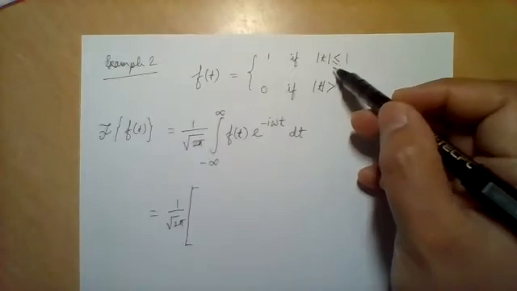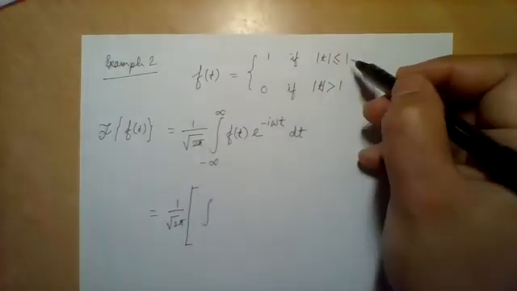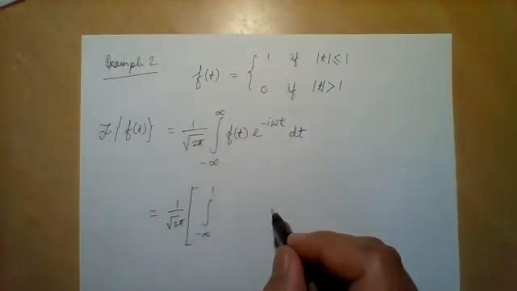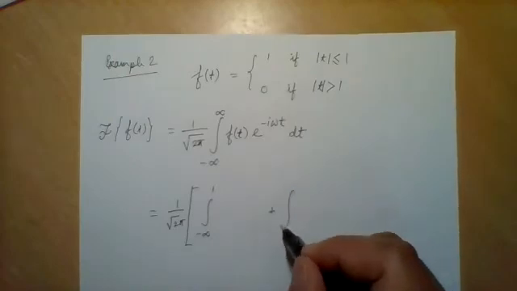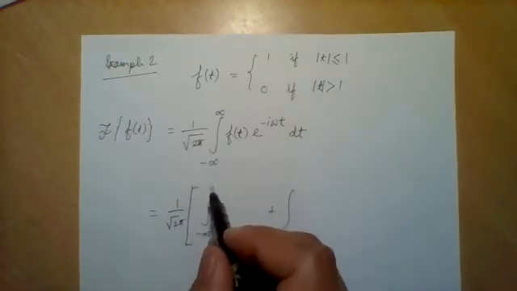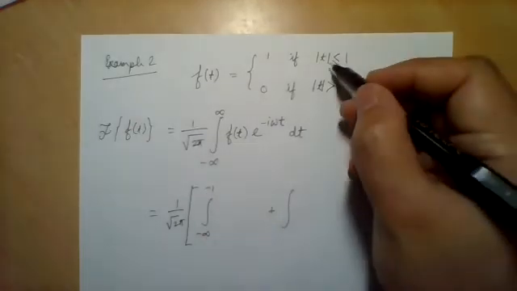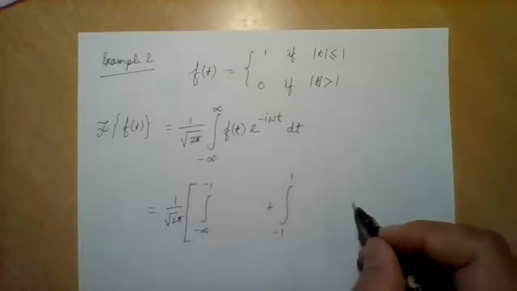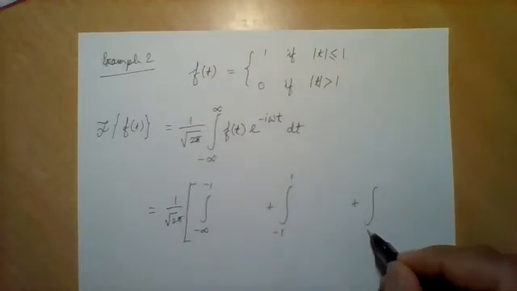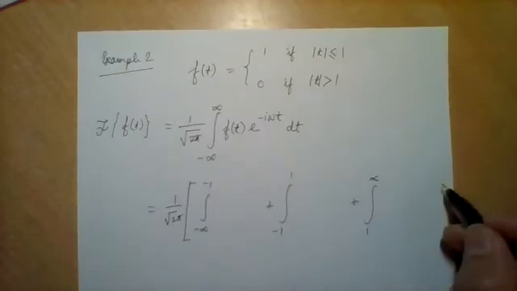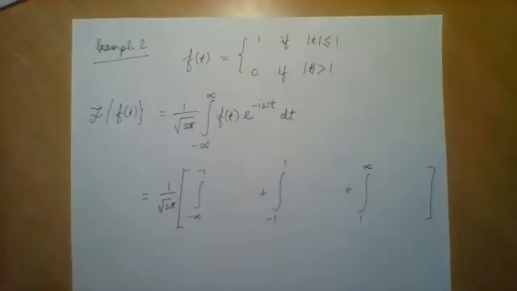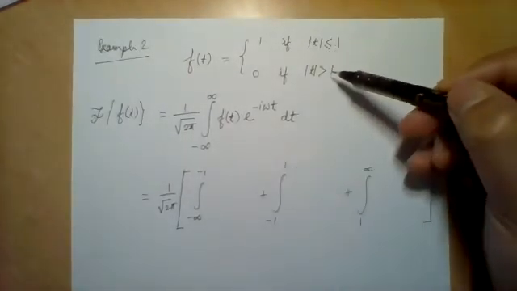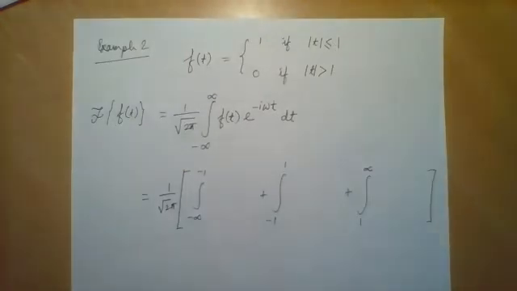One from minus infinity to minus 1, because this is modulus of t. Then another from minus 1 to plus 1. Then the last from plus 1 to infinity. So we should divide this range of integration into the intervals according to the given ranges.